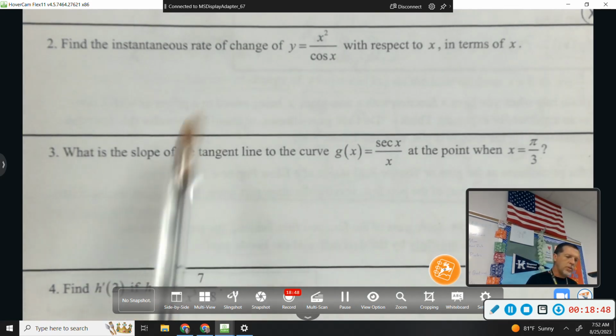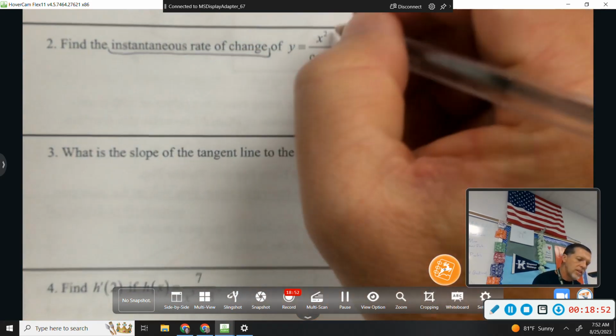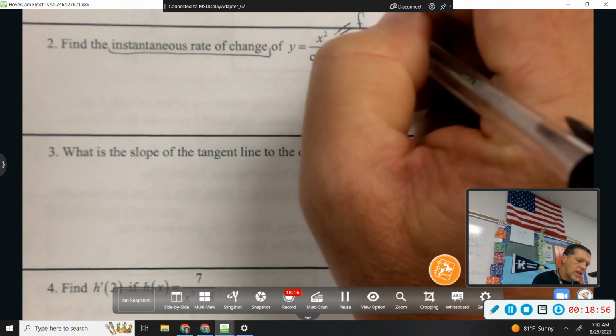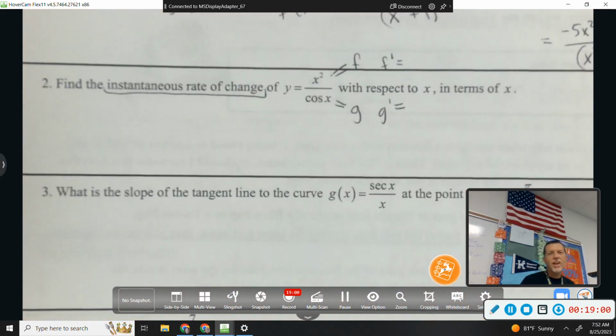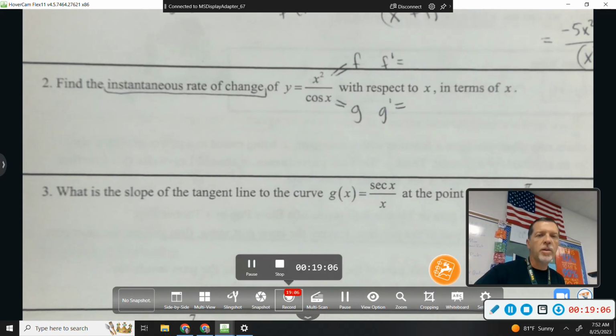Number 2, find the instantaneous rate of change. Again, that just means derivative. Again, not everybody writes out all the pieces. I think it's helpful for the quotient rule because otherwise it's just too much. So you try number 2.